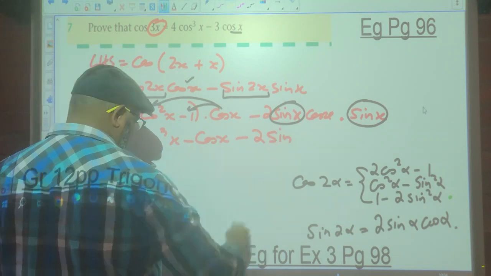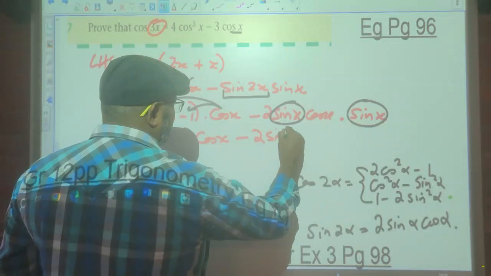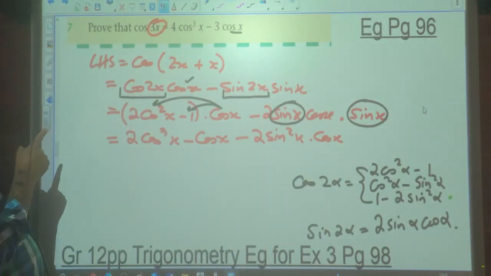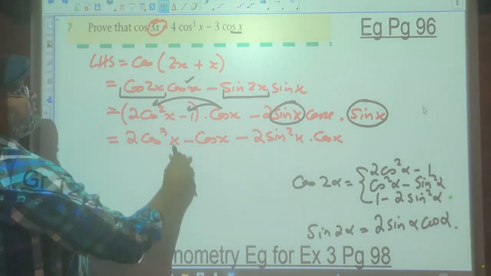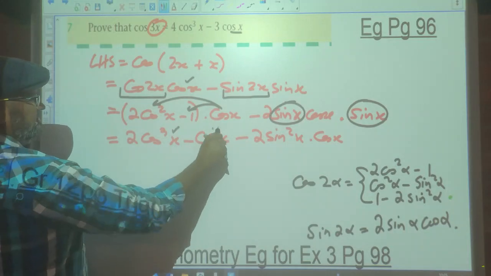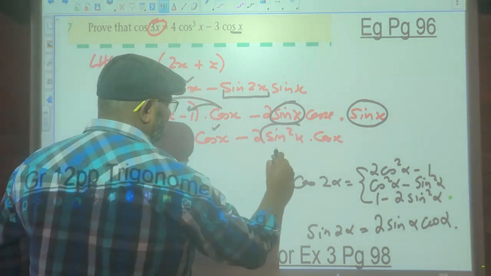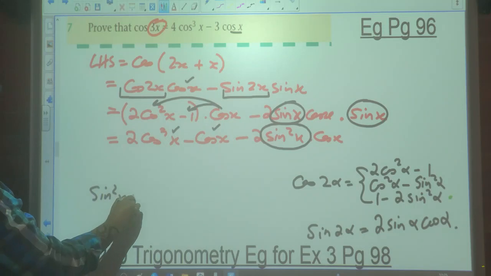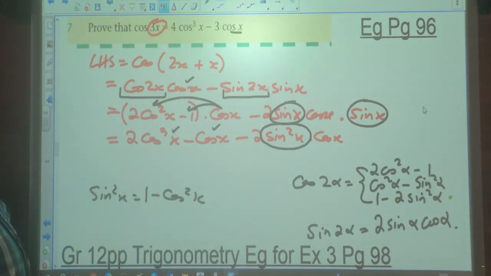sine squared x times cos x, just like this. Okay. But is it what we are looking for so far? No. What do we have? We got sine cube, cos cube. We got cos. So what's the issue here? The sine squared x. People, what is sine squared x also equal to? 1 minus cos squared x. That's coming from the squared identity. Not so.